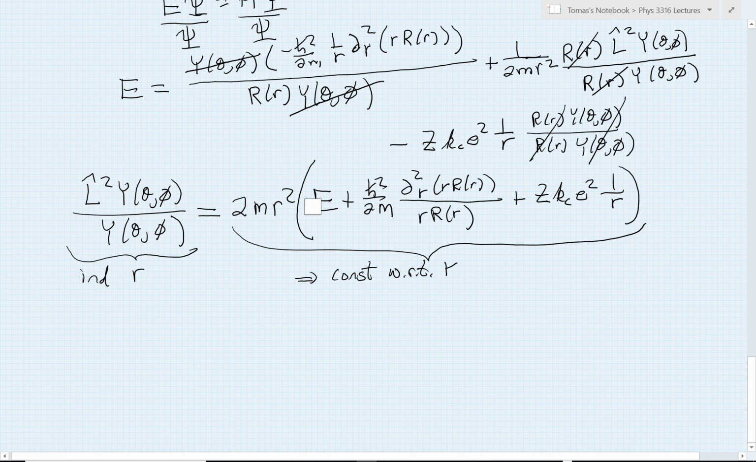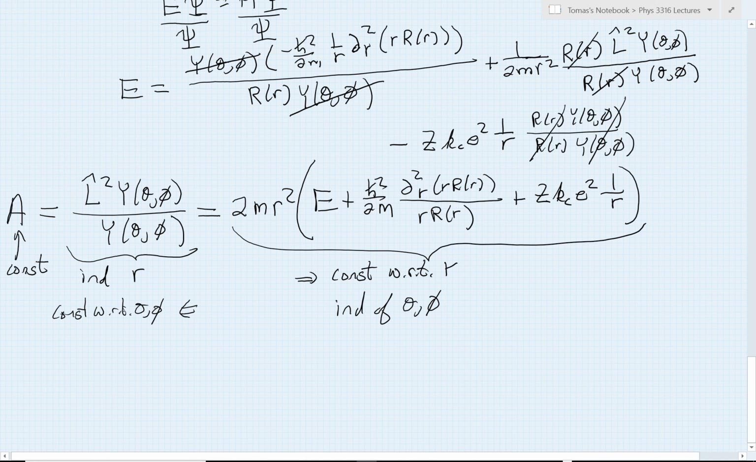Likewise, this term only depends on radius and constants, right? So this is independent of theta and phi. So even though this looks like it might depend upon theta and phi, because it's equal to something that's independent of theta and phi, this implies that this is constant with respect to theta and phi. Now, because this is constant with respect to theta and phi, and it equals something that's constant with respect to r, it's actually constant with respect to everything, r, theta, and phi. So I may as well just give this thing a nice constant name. I'm going to call it A, and A is a constant.